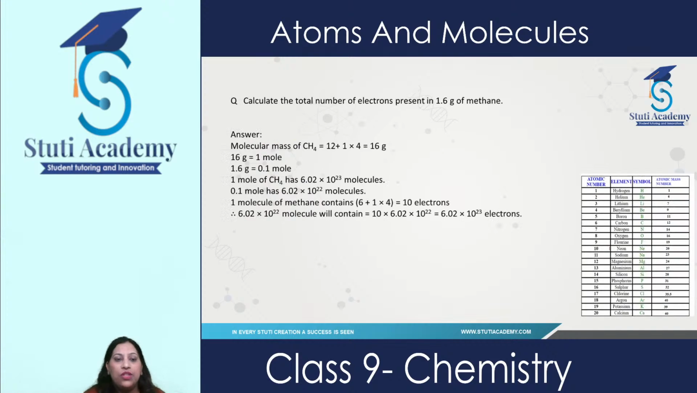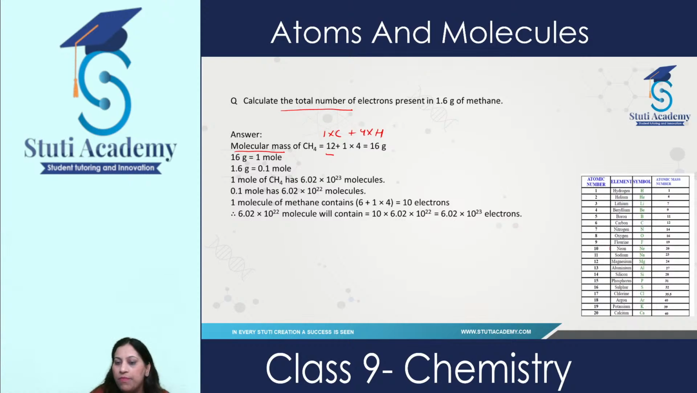Now calculate the total number of electrons present in 1.6 gram of methane. So here you need to find out the total number of electrons. It means particles. Okay. So first of all, we need to find out the molecular mass of methane, which is 1 into C plus 4 into H. Because carbon and hydrogen, these two elements are present.